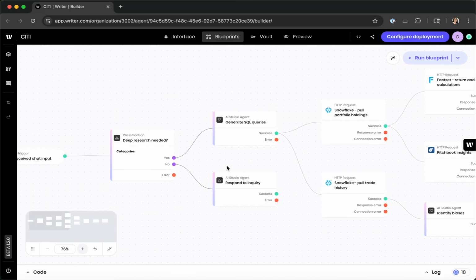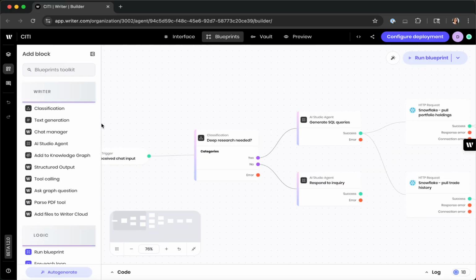And by the way, our agent editor is very flexible. So if your process looks slightly different, and say you want to add an additional step for the portfolio manager, you can just pull in another agent to complete this work.